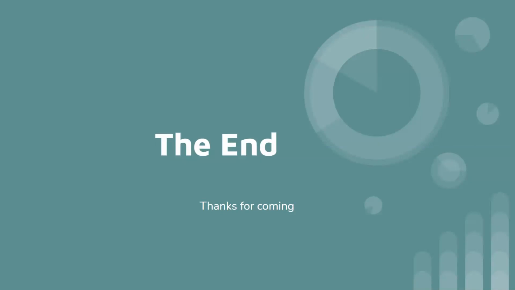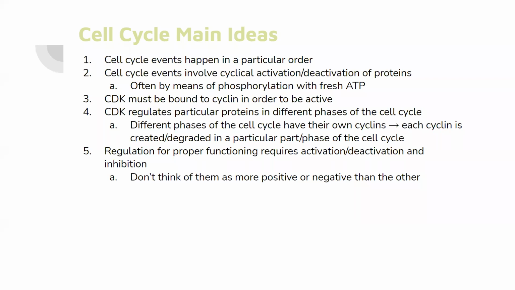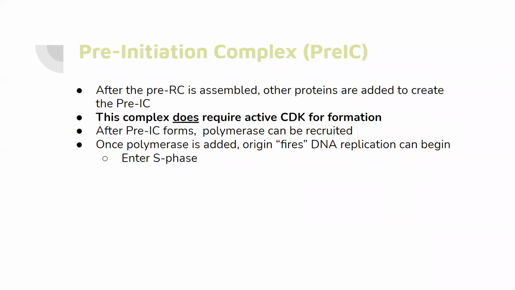Does anyone have any questions? Sorry, for the really last one. You said the pre-IC, sorry, the next slide. Yeah, that one. You said the pre-IC needs a lot of CDK, but cannot form with a high presence of CDK. So I actually don't know if it needs high levels of CDK. It just requires active CDK for formation. I'm just assuming that it would need more of it to form, but I don't know if it's specifically higher levels of CDK. It just requires active CDK to form. Does that make sense? Okay, thank you. Yeah, no problem.